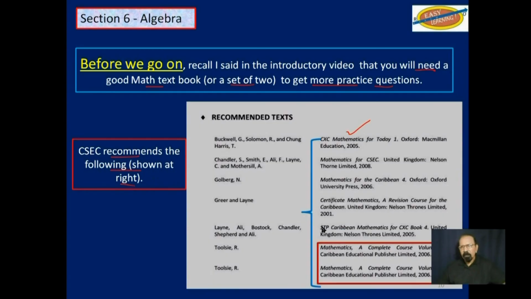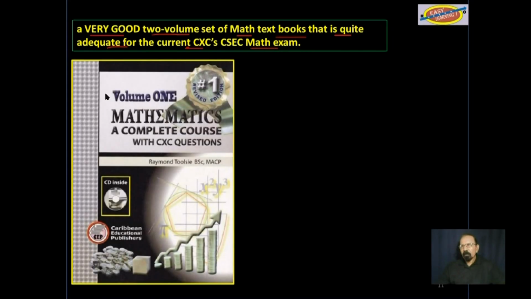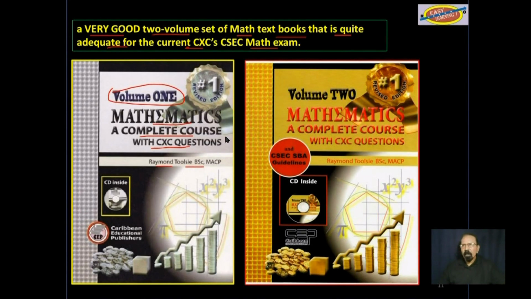From that, please pay close attention to these last 2 here, since they form a very good 2-volume set of math textbooks that is quite adequate for the current CSEC math exam. This is a picture of volume 1, Mathematics, a complete course with CXC questions by Raymond Toolsie. And this is a picture of volume 2.